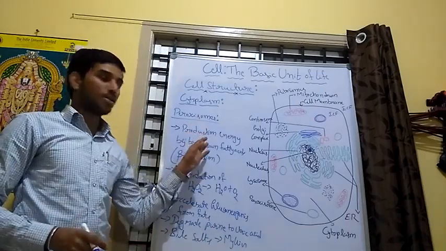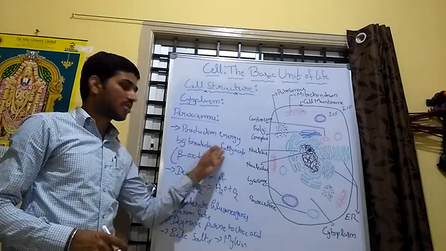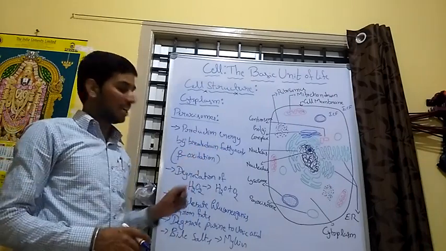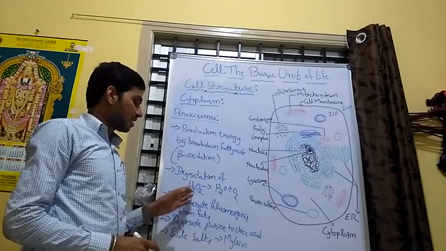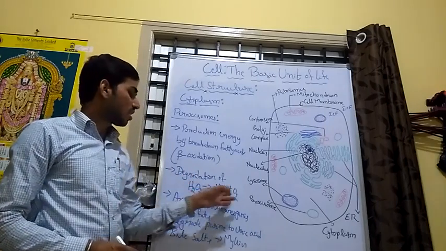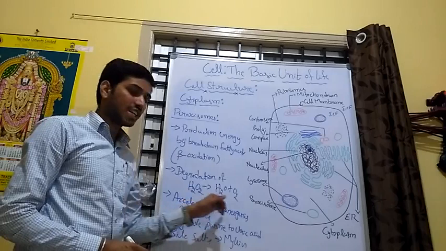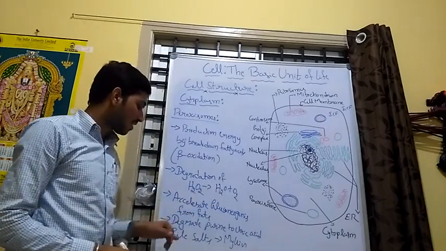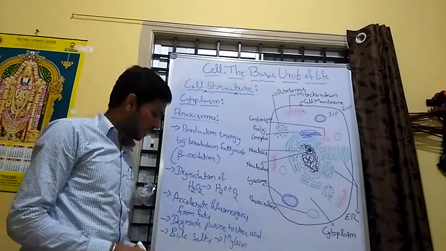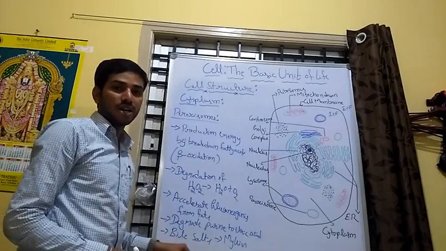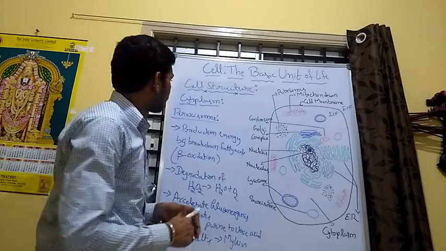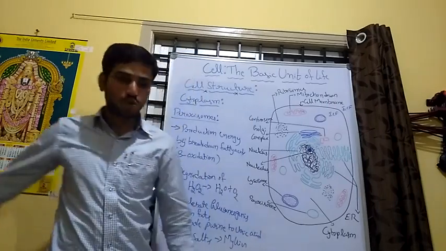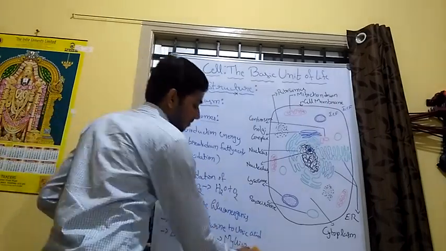The functions of the peroxisomes are production of energy by breakdown of fatty acids by means of the beta oxidation cycle, degradation of toxic substances like hydrogen peroxide into water and oxygen, acceleration of gluconeogenesis from the fats, degradation of purine to uric acid, production of bile salts in the liver, and production of myelin in neuron cells. Next, we move to the centrosomes.